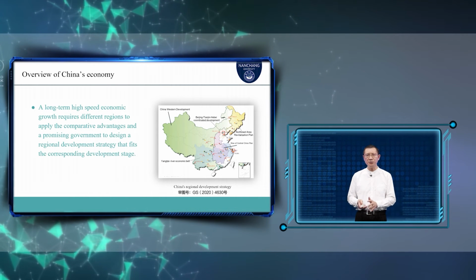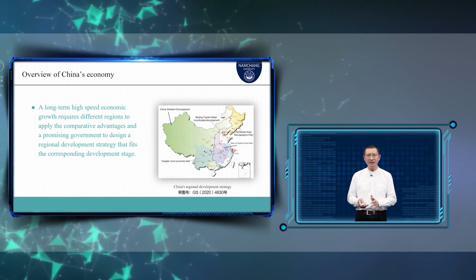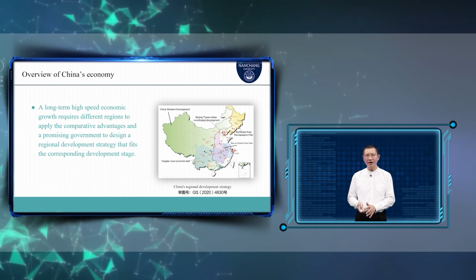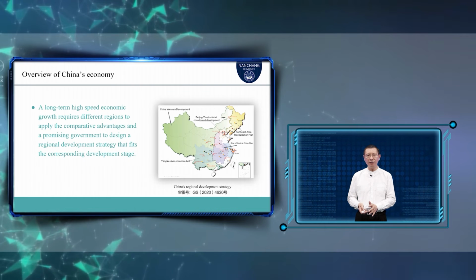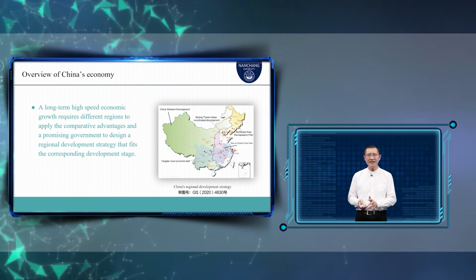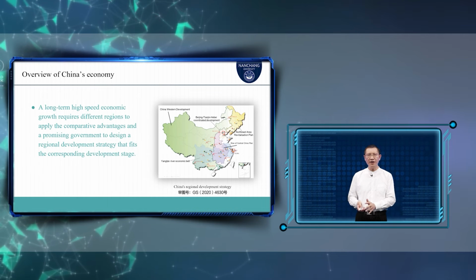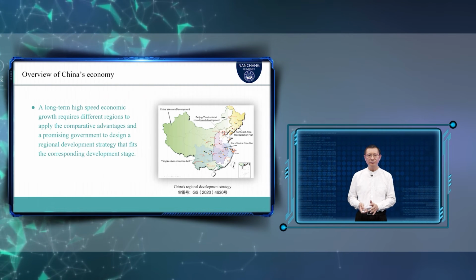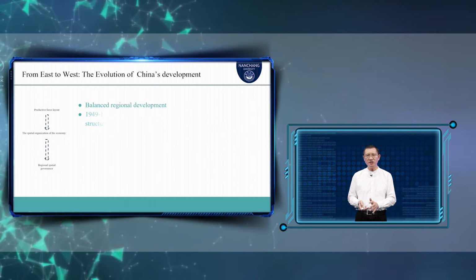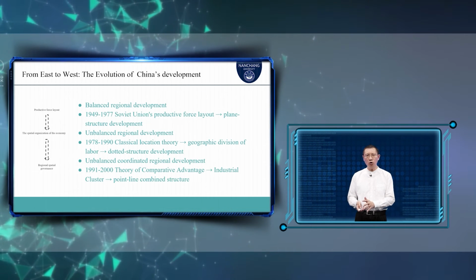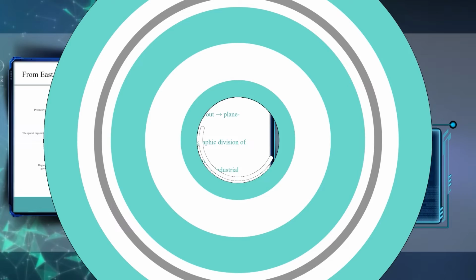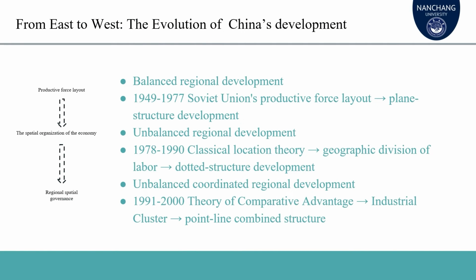This picture shows China's regional sectors divided into Eastern, Central, Western, and Northeastern regions. In fact, since the reform and opening up, what China has implemented is an East to West gradual development strategy. Specifically, before the reform and opening up, China put into practice a balanced regional development strategy, mainly based on the Soviet Union's productivity distribution theory, to carry out planar development.